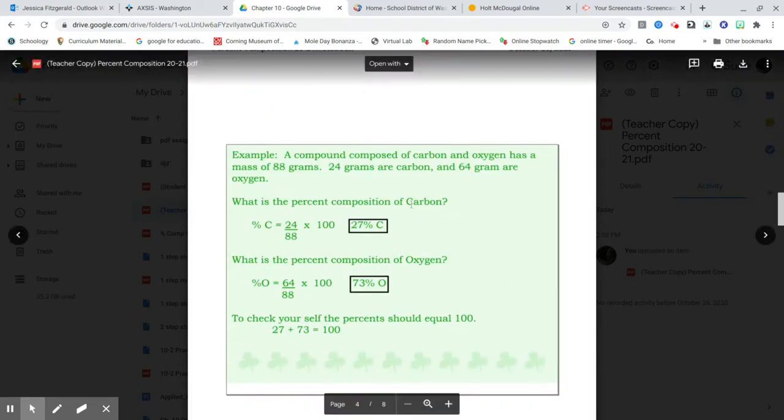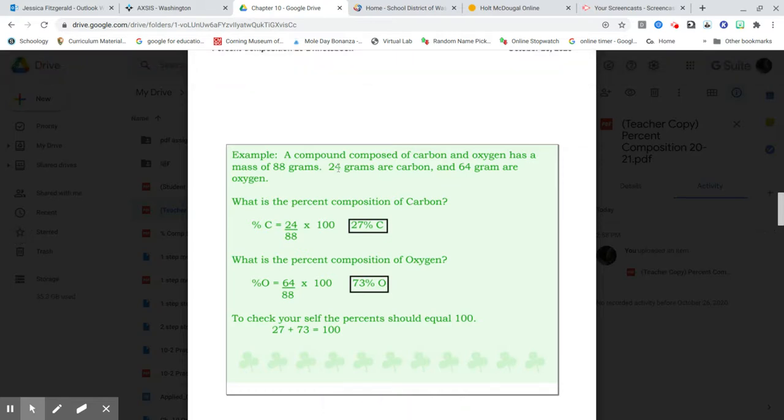So first off, let's look at carbon. We know the mass of carbon is 24. We know the mass of our compound is 88. So 24 divided by 88, enter, times 100, that gives us 27%. You can go on and round these percents to the nearest whole number.